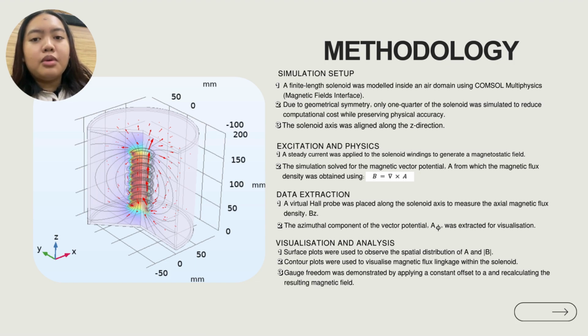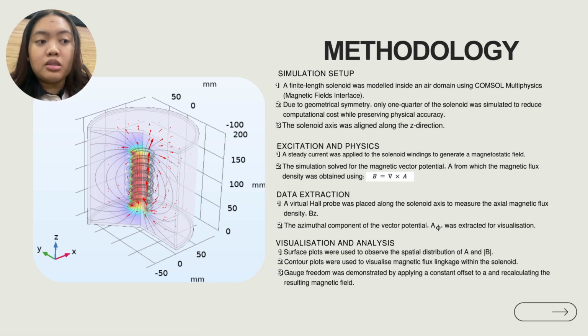So I am presenting the methodology of our mini project, which I am in charge of. For the simulation setup, a finite length solenoid was modeled inside an air domain using COMSOL Multiphysics, with a magnetic fields interface. Due to geometrical symmetry, only 1/4 of the solenoid was simulated to reduce computational cost while preserving the physical accuracy. The solenoid axis was aligned along the z direction.